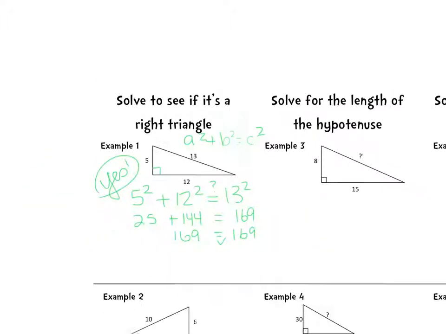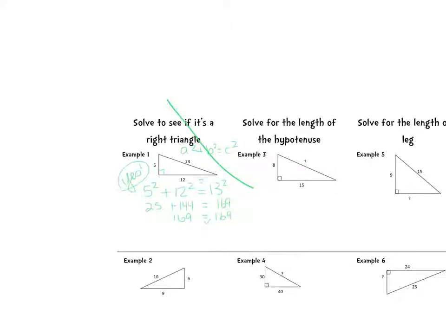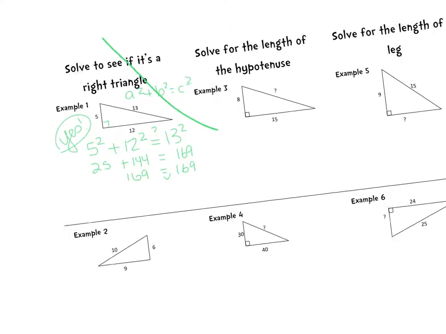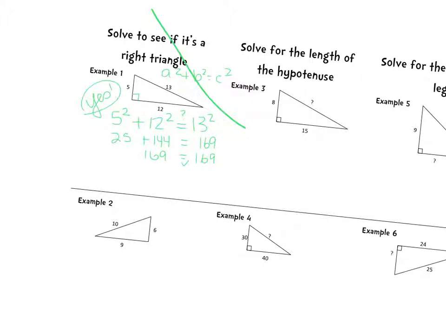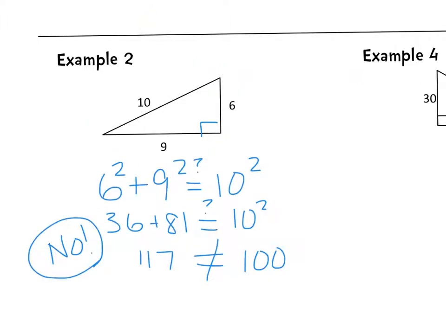All right, I want you to pause this video and try example 2. After you try example 2, come back and see if you got it right. Hopefully you saw something like this. 6 squared plus 9 squared did not equal 10 squared. 117 and 100 are not equivalent. So no, this is not a right triangle.